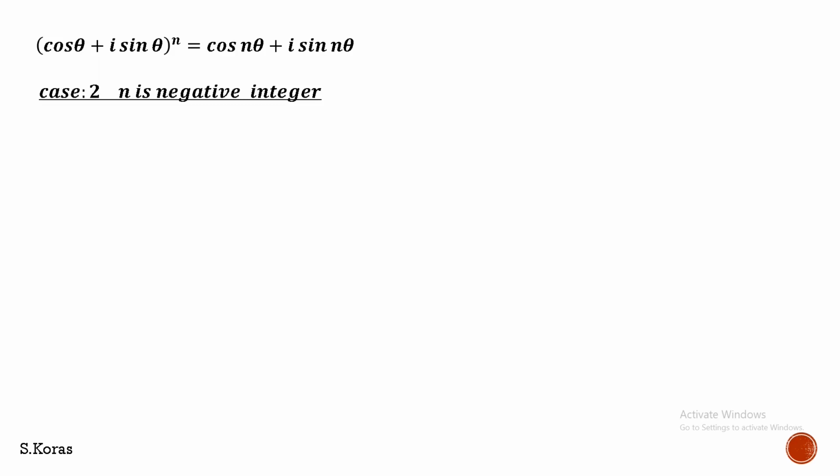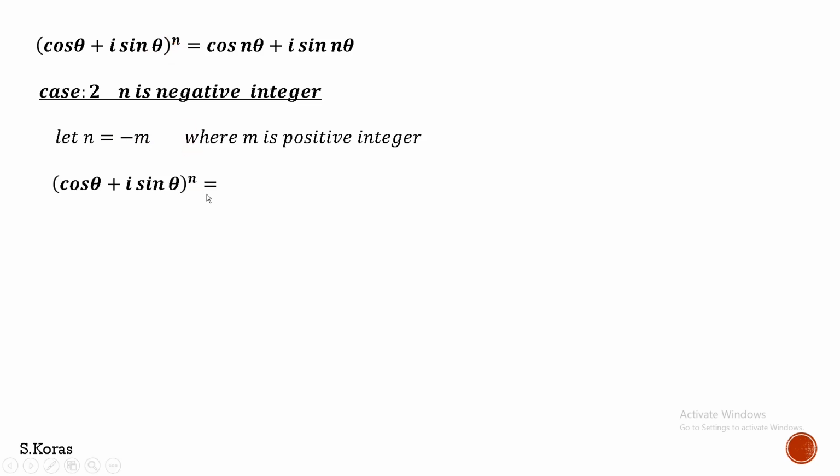Right. Now let us consider this n as minus m. For this n, we are going to replace it by a negative integer. So now n becomes a negative value. So (cos theta plus i sin theta) the whole power n, we are going to treat n as minus m. So (cos theta plus i sin theta) the whole power minus m.